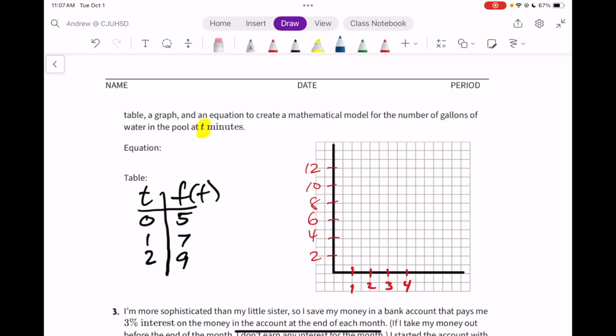And now for our points, 0, 5, right on the axis. 1, 7. Oops. Right about here. And 2, 9.